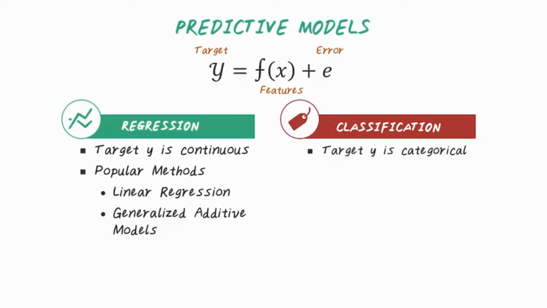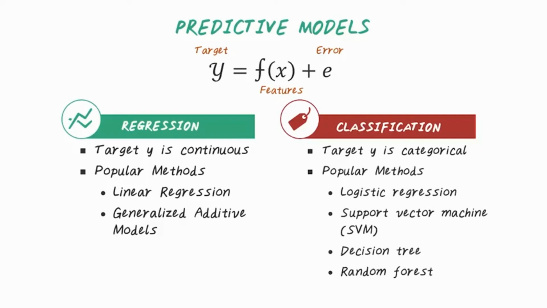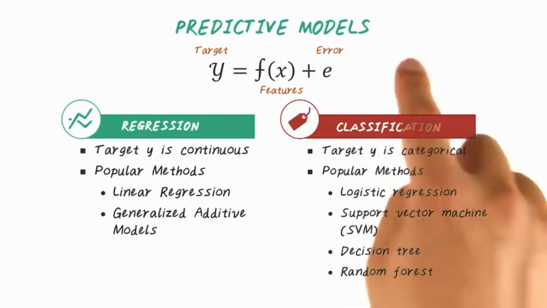If the target is categorical, for example, whether the patient has heart failure or not, then it's a classification problem. Popular methods include logistic regression, support vector machine, decision tree, and random forest. You will learn all these methods in separate lectures such as machine learning.